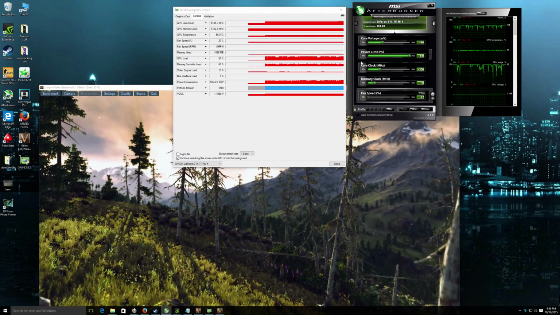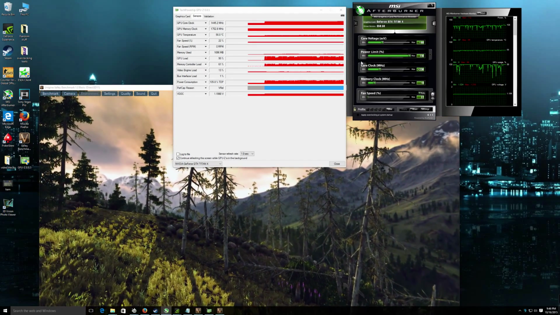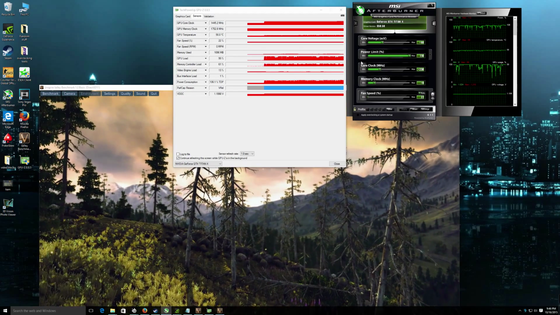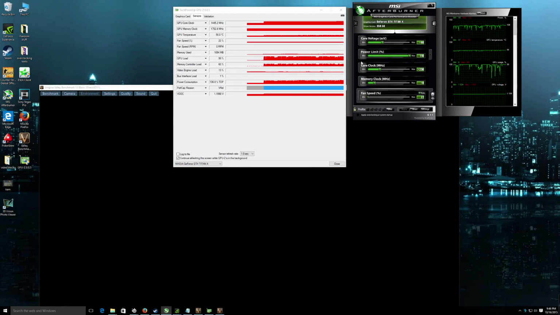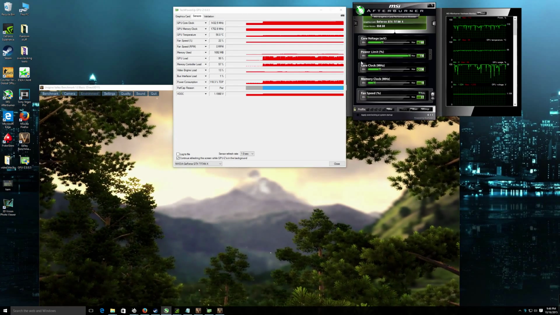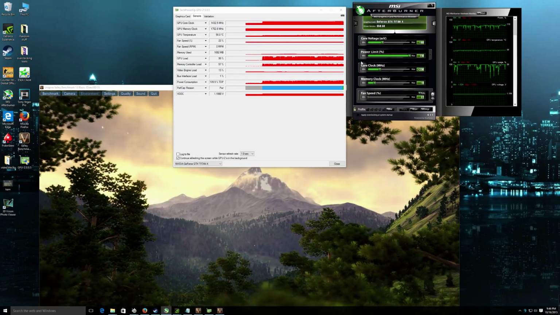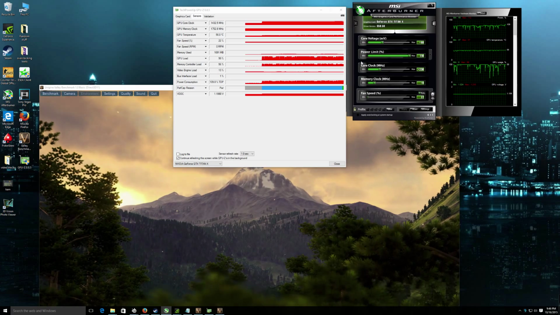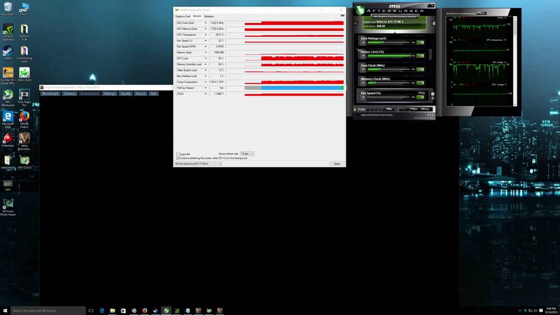And this is actually where something called ASIC quality comes into play. Basically, what ASIC quality means is the amount of voltage it needs to run a certain speed. I have a pretty good ASIC quality. I think it's 74%, which is pretty good. So I don't need a ton of voltage to run a good speed.